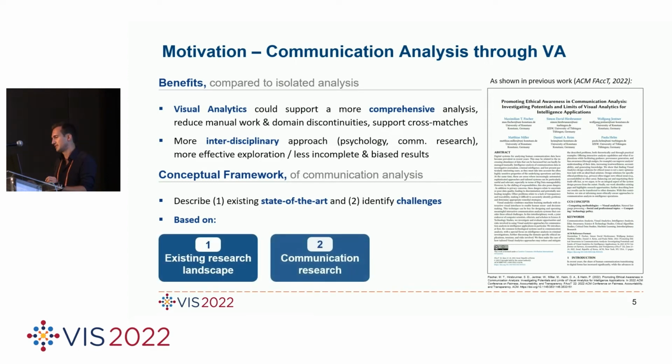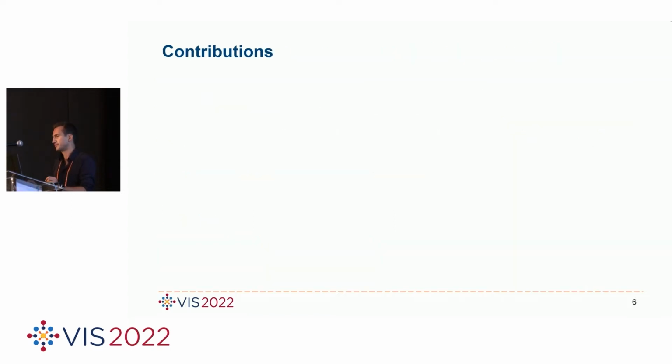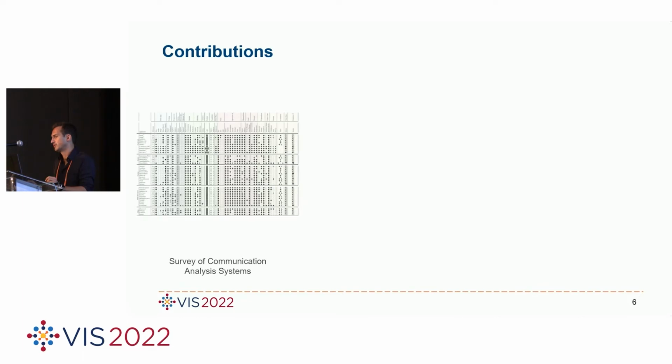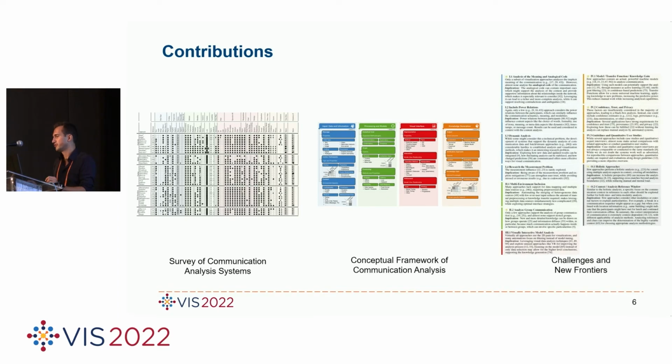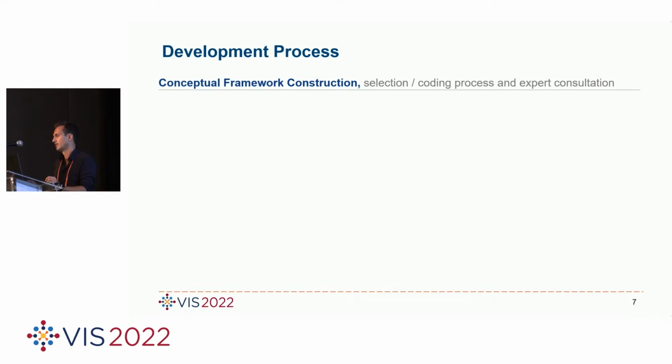And this framework is based on the existing research landscape, the existing works in communication research and psychology, and technical considerations. To achieve this in our work, we conducted an extensive survey on the properties of semi-automated communication analysis systems. We then reviewed the conceptual framework before using it to identify challenges and new frontiers in communication analysis. Let's have a look at the development process of the framework.